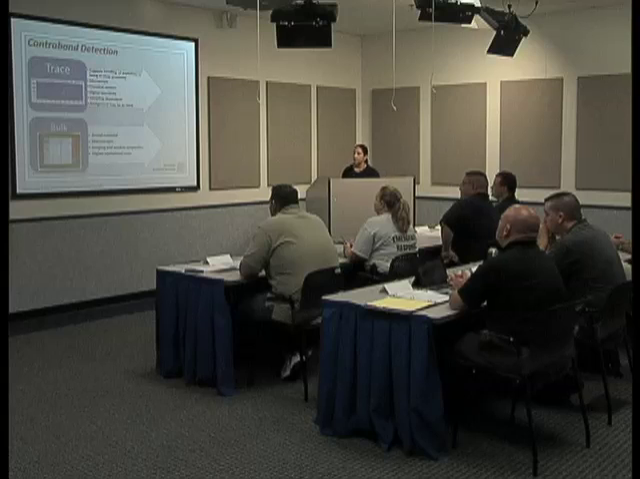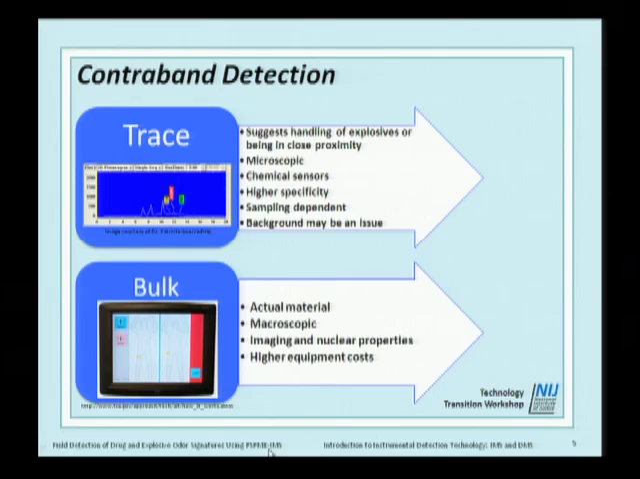So for contraband detection, we have two different strategies. We can go for trace and bulk detection, and these are considered complementary. So when we're looking for a trace sample, we're in a scenario where we're trying to show that this person has handled explosives or has been in close proximity to them. We're looking for microscopic amounts. So we can't really see these with the naked eye, so we need the help of a microscope or these very sensitive trace detectors, which are chemical sensors. They're highly specific as compared to the bulk detectors, which are just imaging the contents of a container.